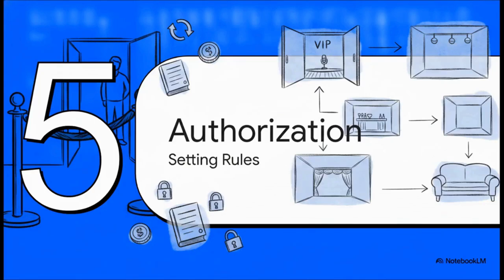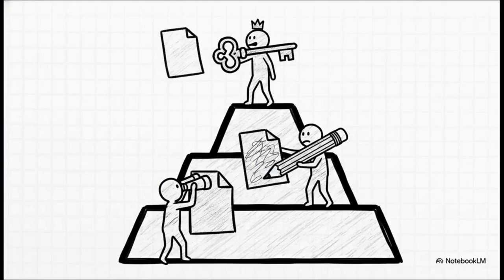Finally, Section 5, Setting Rules with Authorization. Okay, so we're finally inside the club and verified. What happens now? Well, the most common way systems handle the VIP ropes inside is through role-based access control, or RBAC. In a classic hierarchy, down at the bottom, you have the viewer. They have read-only access. They can look at the data, but they absolutely cannot touch it. In the middle, the editor can modify access. They can write and change content. And at the very top is the admin, who has absolute all-access power over the entire system.